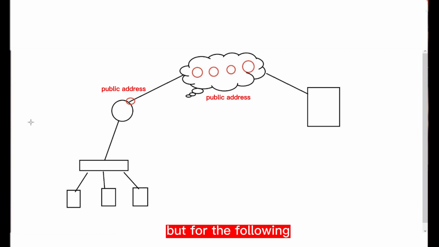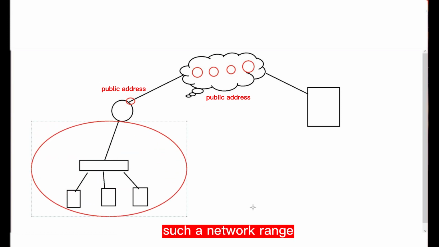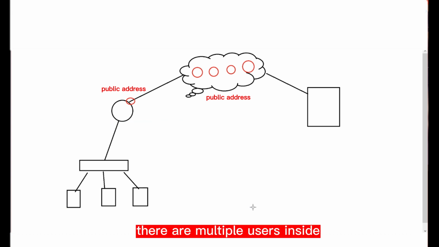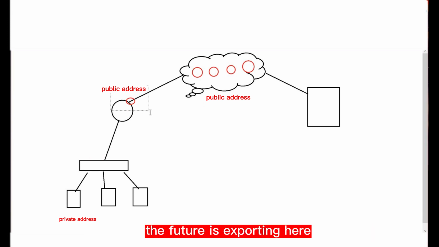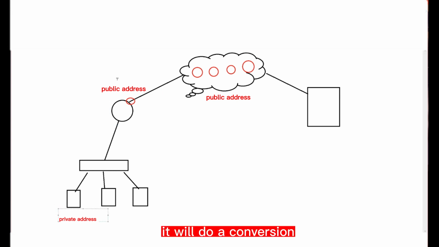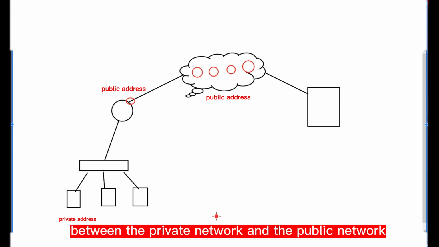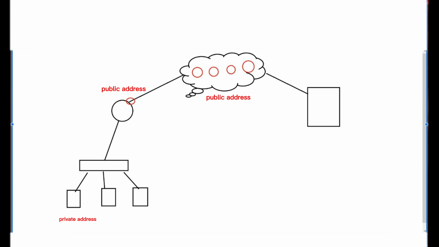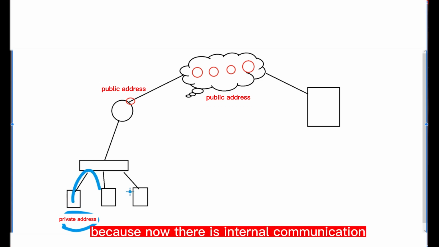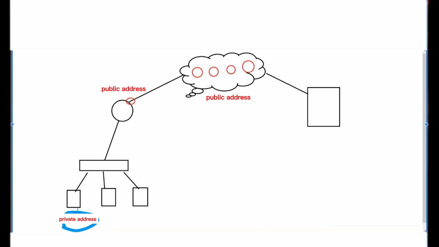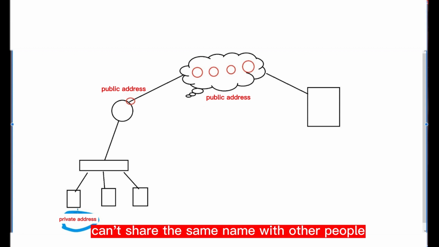But for the following network range, there are multiple users inside. These users can use the private address. This is the address that every company can use. In the future, the export here will do a conversion between the private network and the public network. Now we only guarantee that this private address is not repeated internally, because there is internal communication and it can't share the same name with other people.